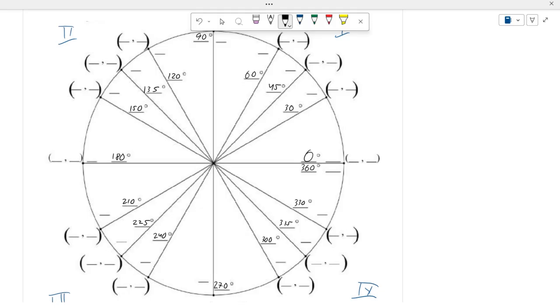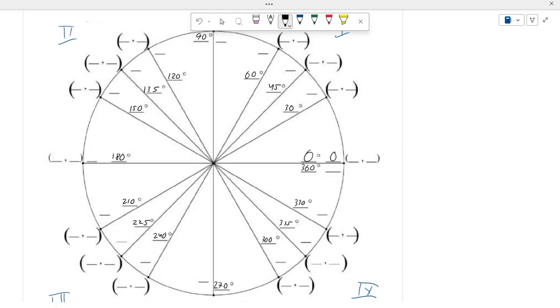The radians are just the blank line without the degree. And again, similar to degrees, start with 0. 0 radians means I don't go anywhere. I just stay on the positive x-axis, which is where angles in standard position start.